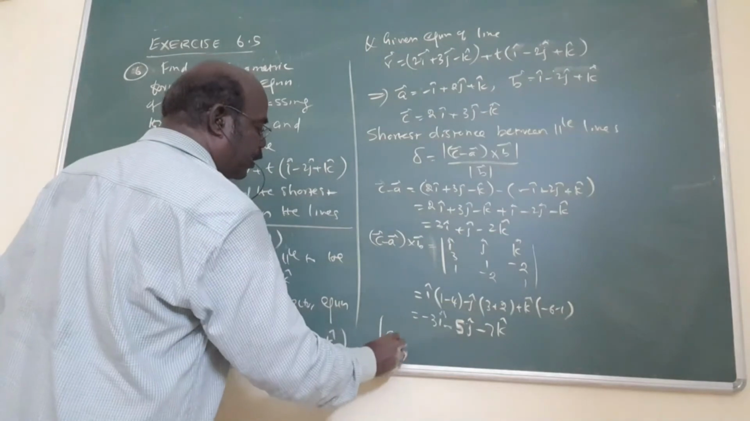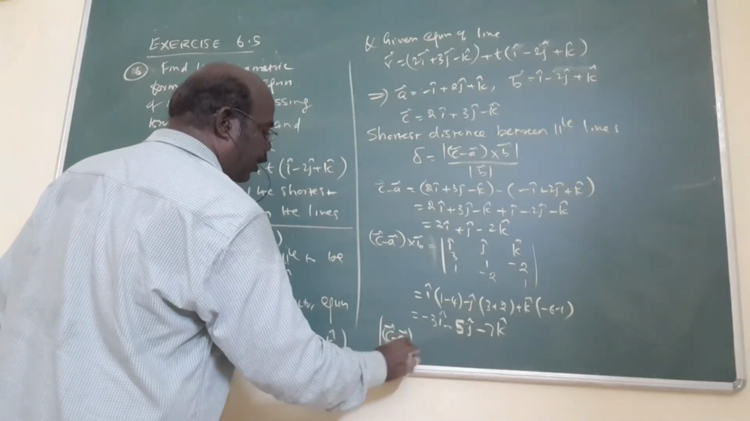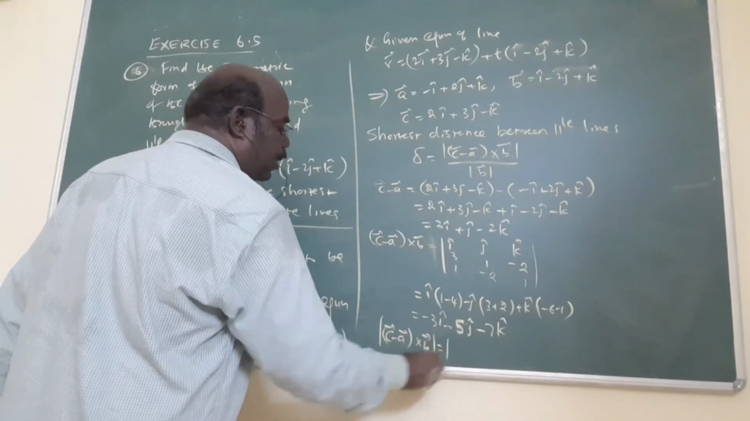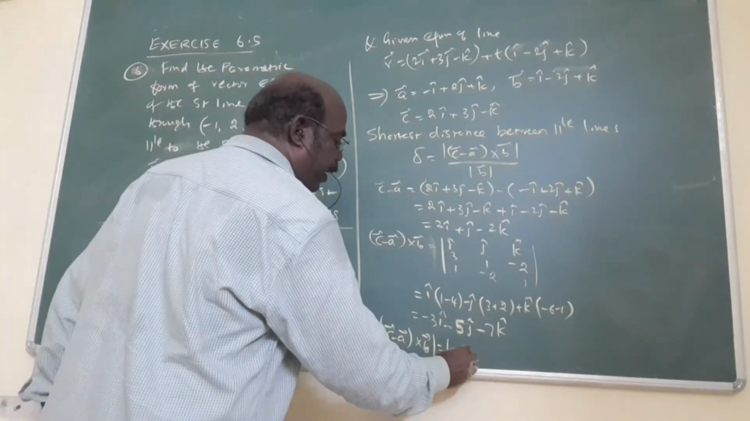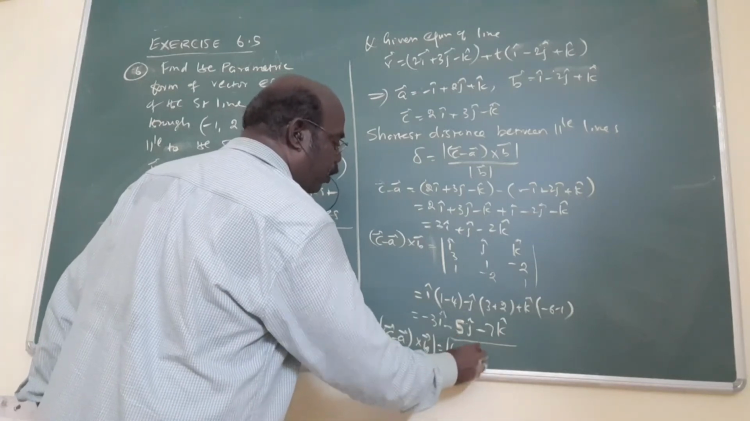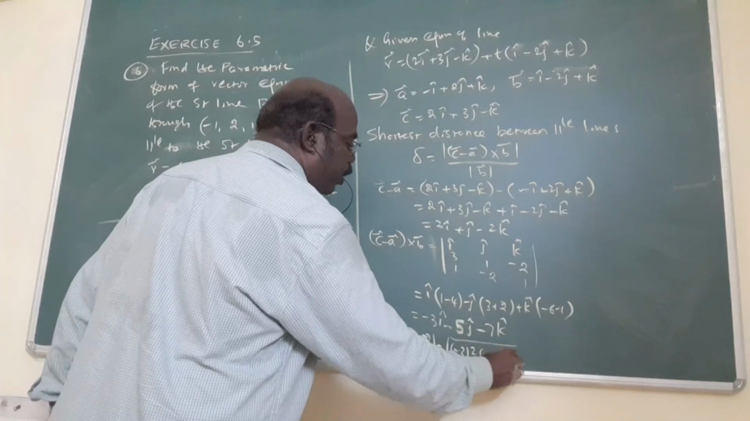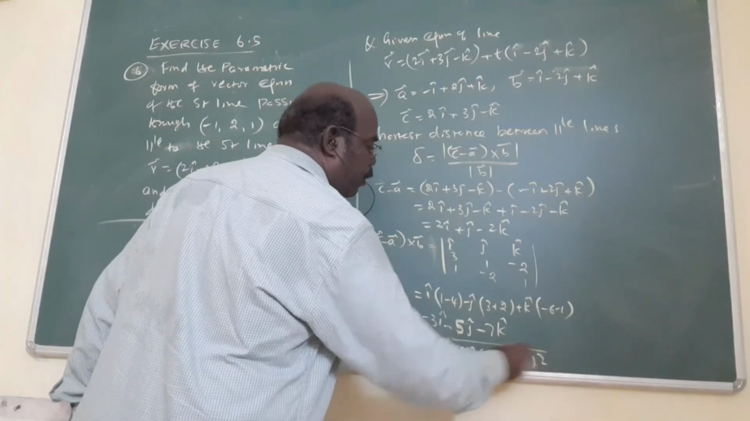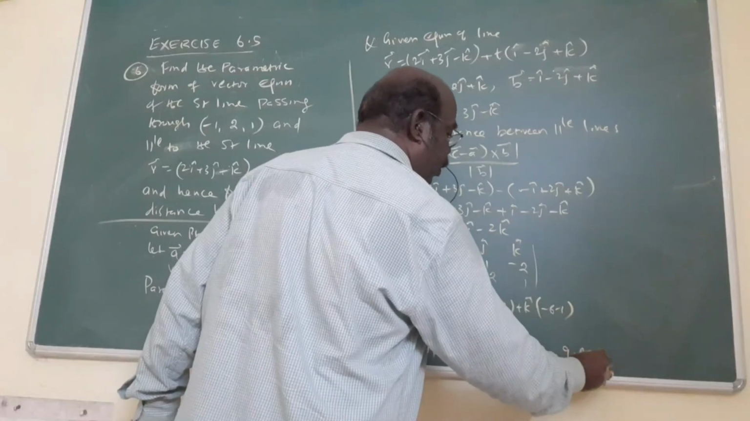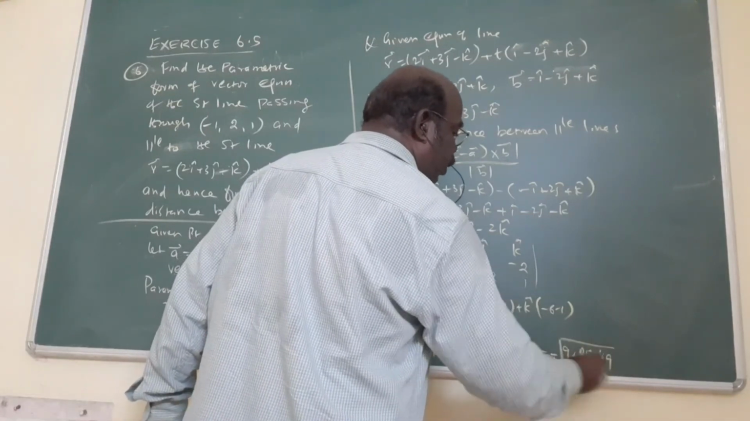Now we want the modulus. The modulus of C minus A vector cross B vector means the coefficients of I, J, K should be squared in order, inside the square root. Am I correct? Minus 3 square, minus 5 square, minus 7 square. Am I correct? Equal to 9 plus 25 plus 49, equal to what?